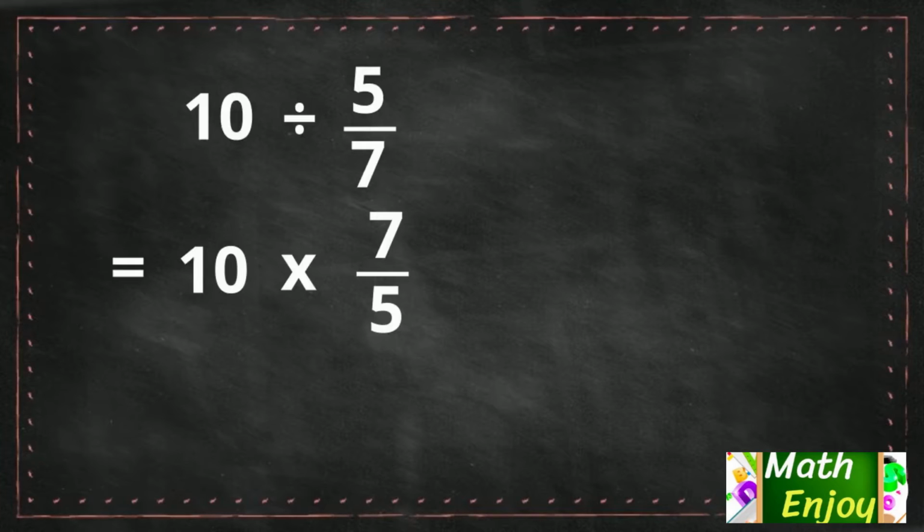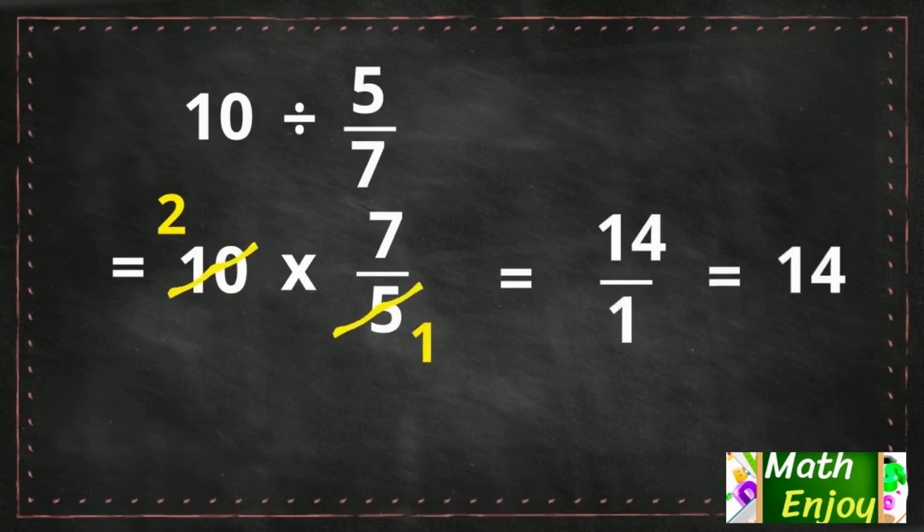You can see we can easily simplify here. We can divide both numerator and denominator by 5. 10 divided by 5 is 2. 5 divided by 5 is 1. Then we can multiply the numerators. 2 times 7 is 14. Do we need to multiply denominators? Here denominator is 1. So final answer is 14.